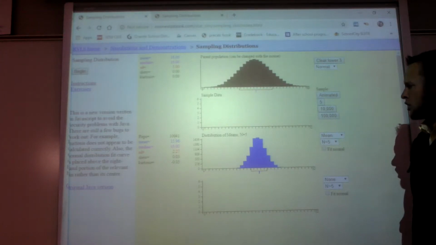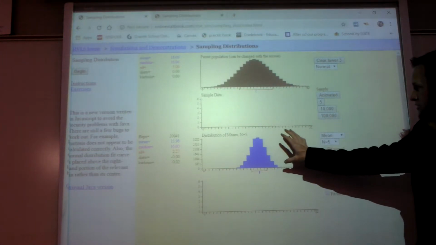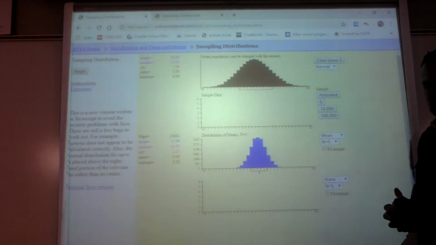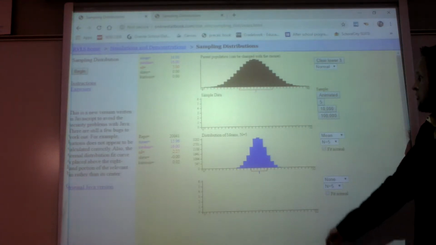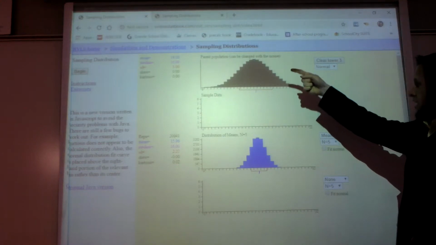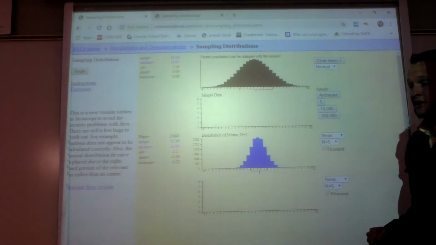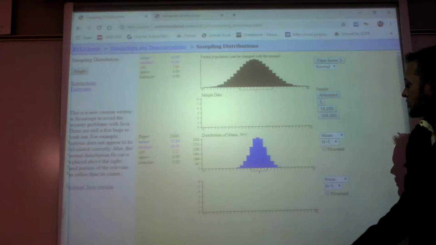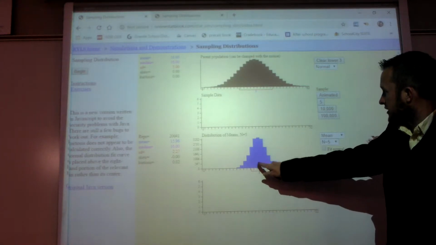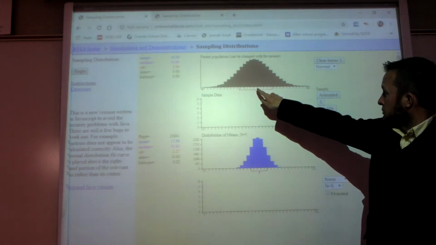And what do you notice? I've now built, or I'm building, a sampling distribution. This was normal. What about this shape? It's also normal. Notice, where is this center at? It's at the center of the population data.